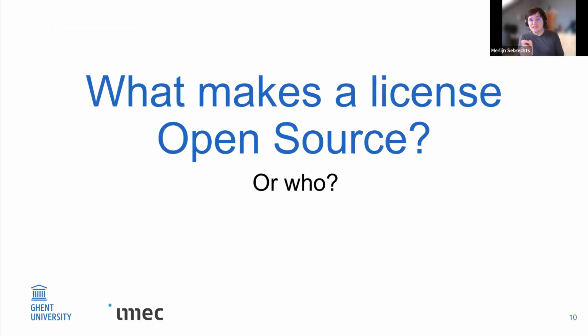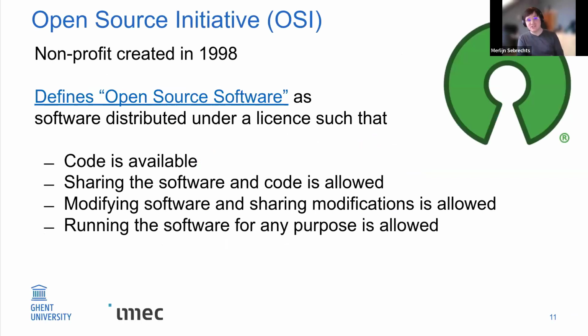But what makes a license open source specifically? Well, the answer is not really a what, but a who. The Open Source Initiative is a nonprofit created in 1998, and they define open source software, and they define what licenses are open source. They have a trademark around the term open source, and in order to call your software open source, it needs to use a license that is approved by the Open Source Initiative.